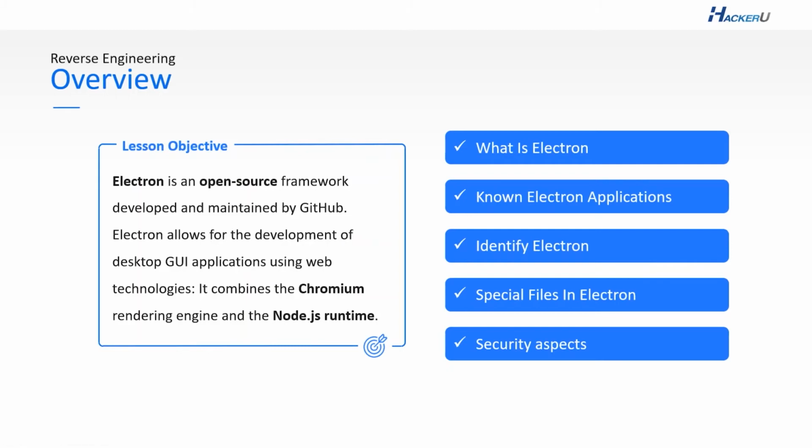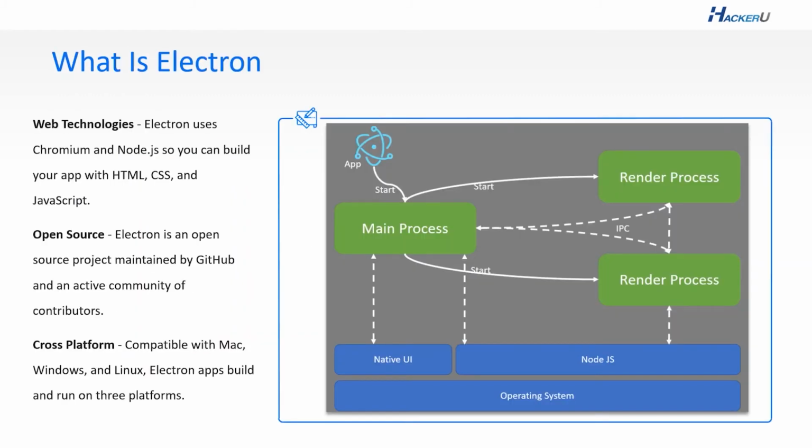So Electron is an open source framework that is developed and maintained by GitHub. It lets a developer develop a desktop GUI application using web technologies. Three advantages of Electron are that it's cross-platform, meaning that one development of an Electron application can be compatible with Mac, Windows, and Linux. It's open source, and the web technologies that it's based upon are Chromium and Node.js, and HTML, CSS, and JavaScript. So it's very easy to develop the front end of the applications with HTML, CSS, and JavaScript.